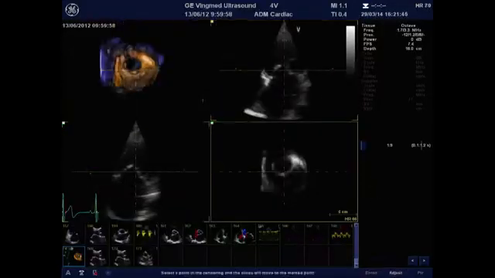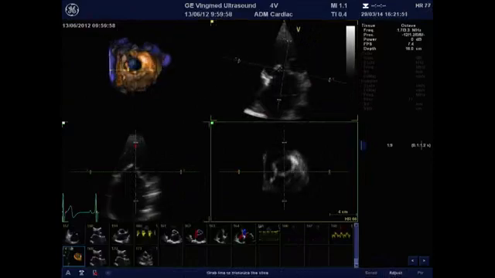You can use multi-slice, and what you can do is just to orient your planes and cut in different directions to have really the smallest orifice available.